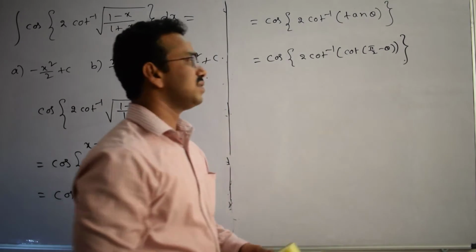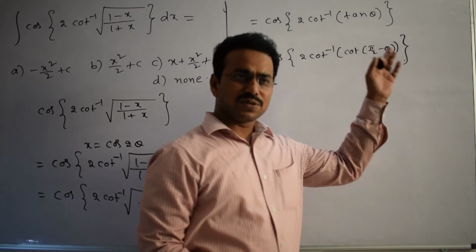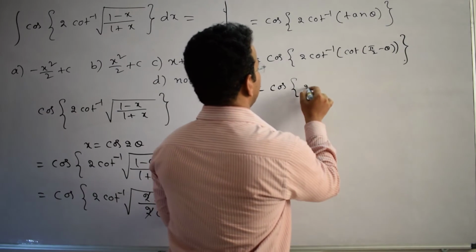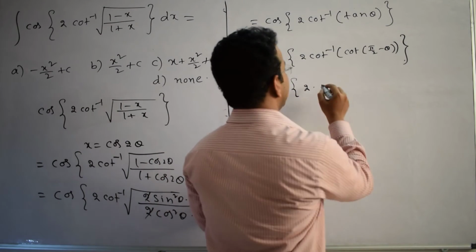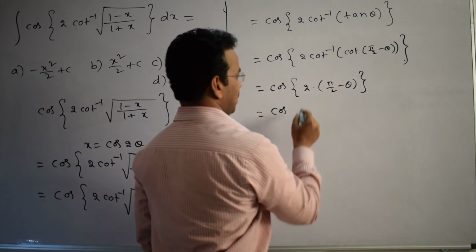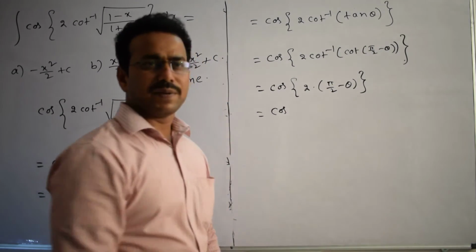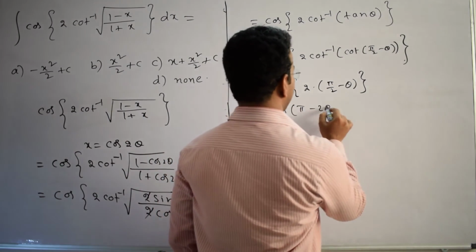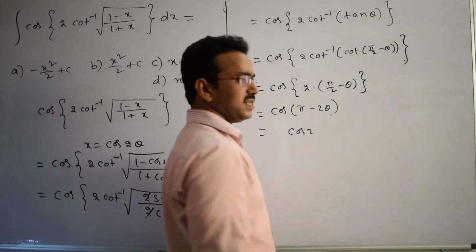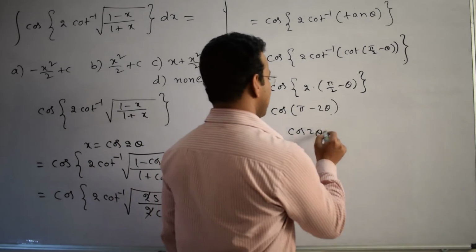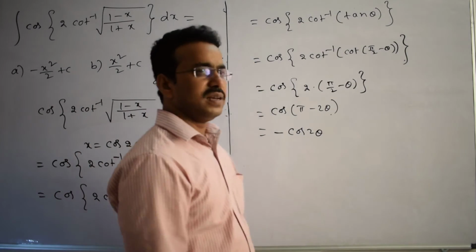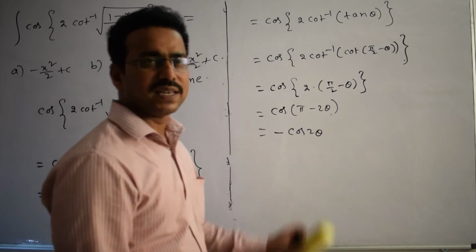So I wrote now cot inverse of cot form. So cot inverse of cot theta equals theta. So here theta is pi by 2 minus theta. So which equals cos of 2, here cot inverse of cot theta means pi by 2 minus theta. Now which equals cos of, here we are getting 2 into pi by 2, pi minus 2 theta. Now finally I am getting cos of pi minus 2 theta. Here pi is there, cos is going to become cos only, and in the second quadrant cos is negative, so minus cos 2 theta. So this is the simplified final function after simplifying the given integrand.